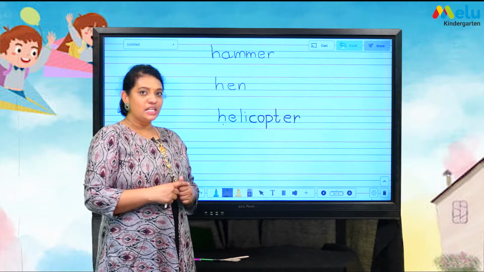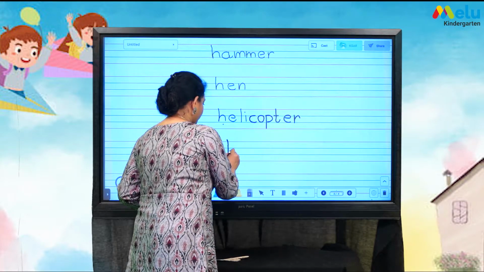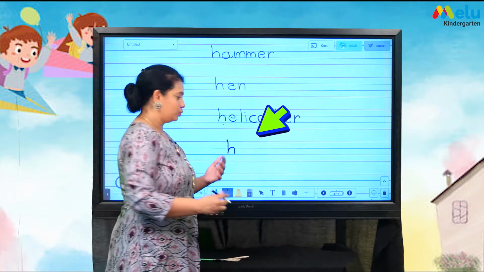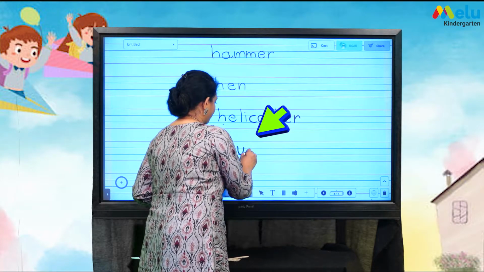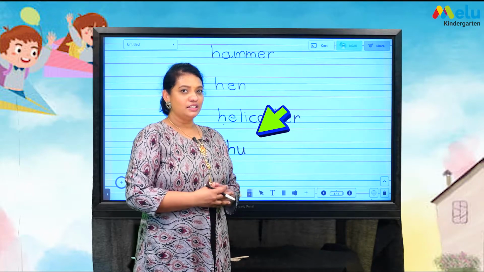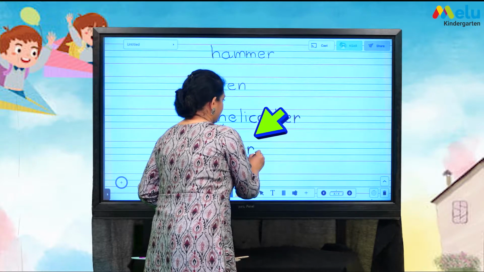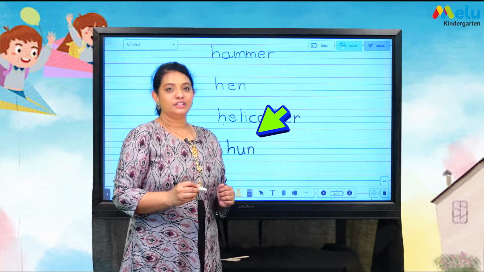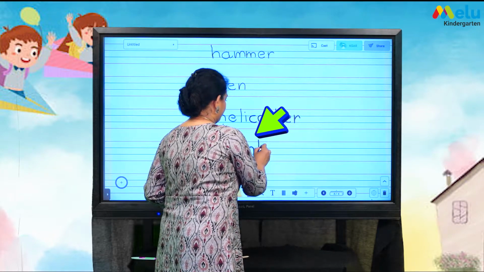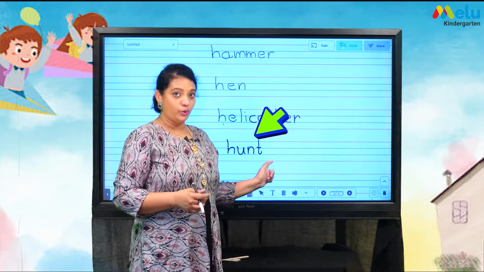So the first sound is H, so we should write H. And for A, we should write U. And the third sound is N. So which letter should we write? Yes, it is always N. And the last sound is T. We should write T there. So I hope you have also completed all the 4 words, children.